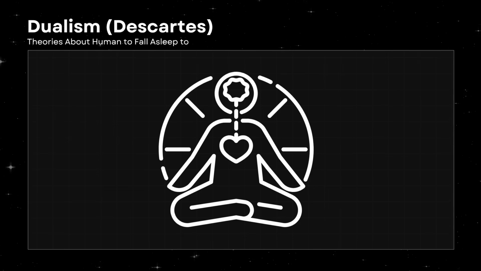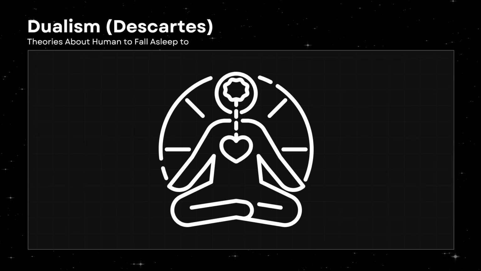Think of a musician and an instrument. If the guitar is damaged, the music sounds bad. That doesn't mean the musician lost skill. It means the tool is broken. Dualists use a similar example to say the brain is the tool the mind uses. If the tool breaks, the result changes, but the source, the mind, remains.